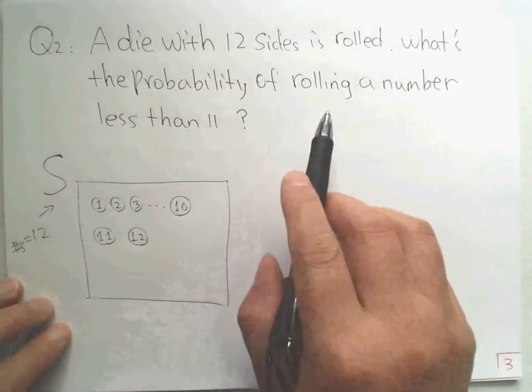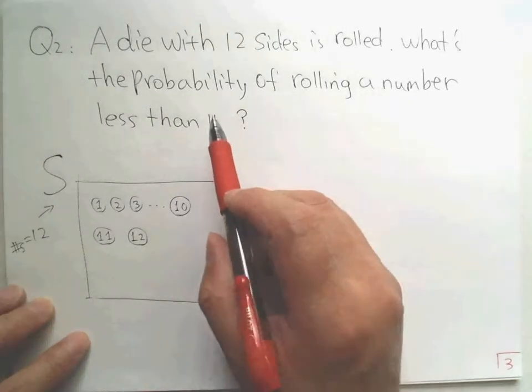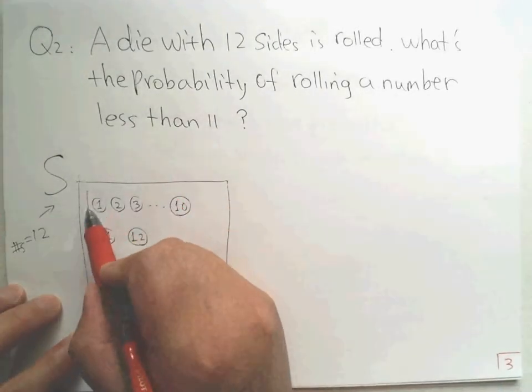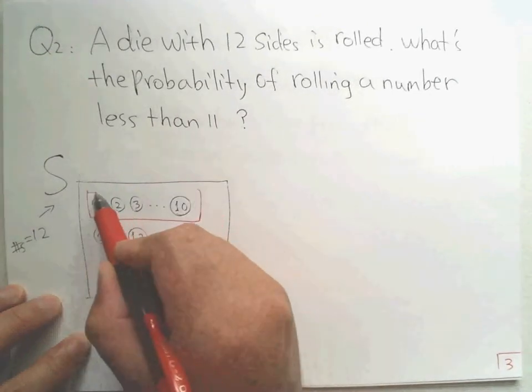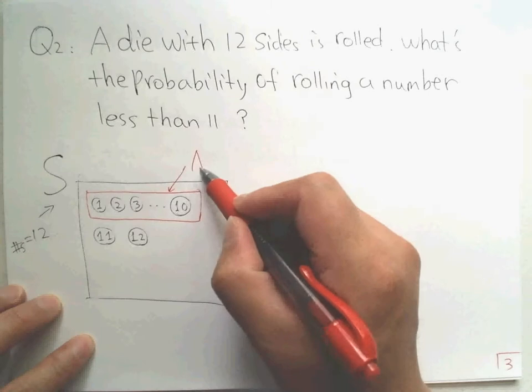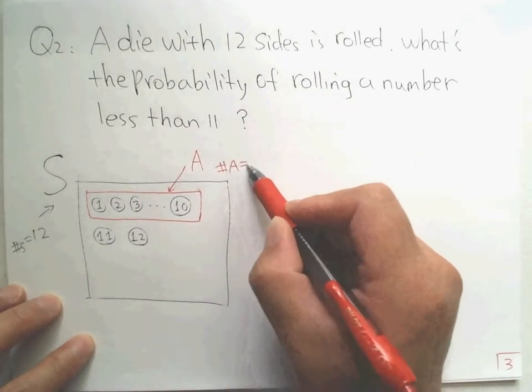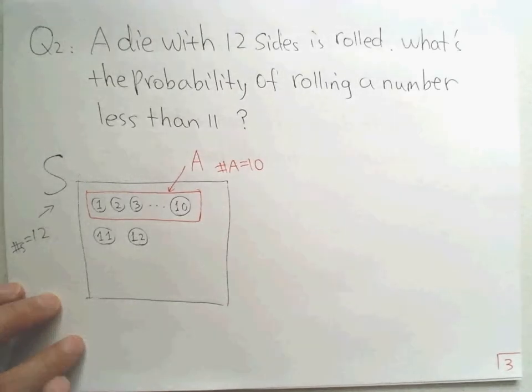What is your interesting event? Your interesting event is a number less than 11. What is yours? See, that's yours, right? So this is your successful A. And how many you counted? The number in A is 10. And then easily follow the formula.